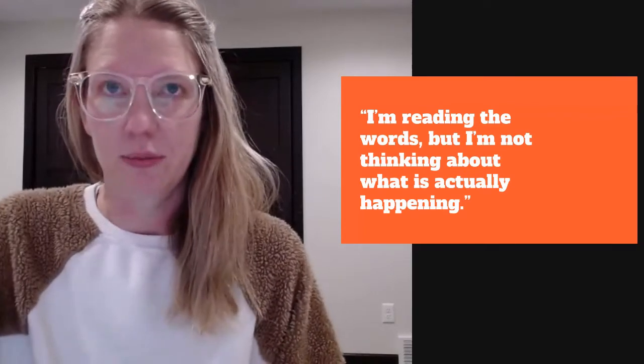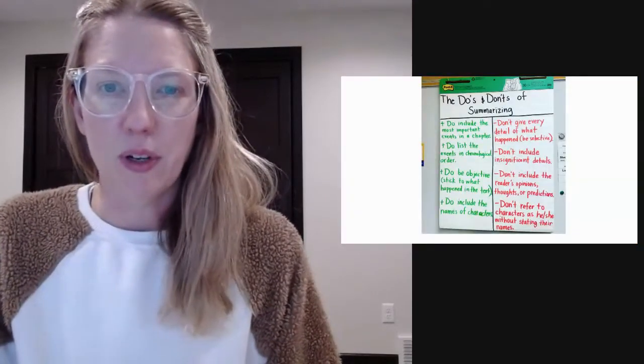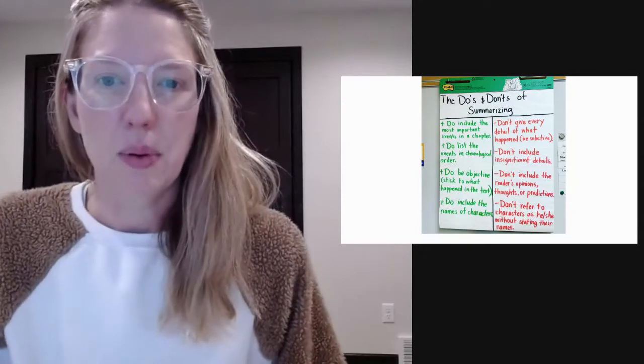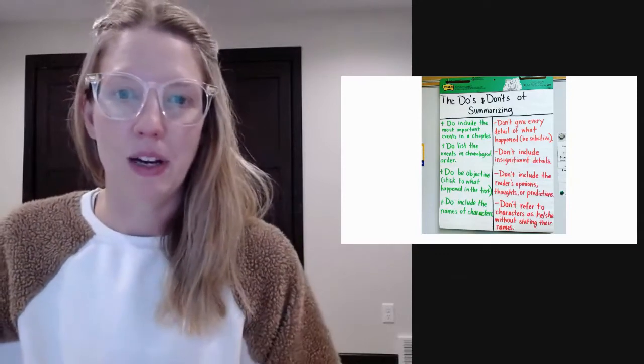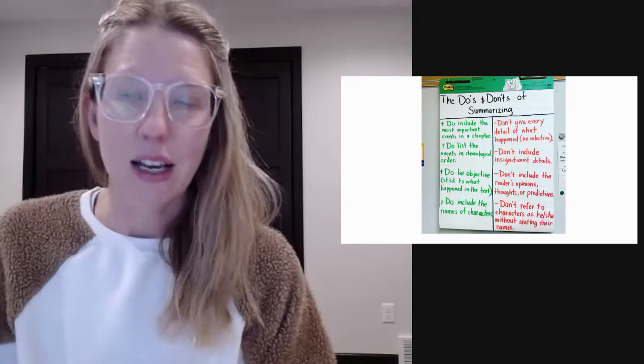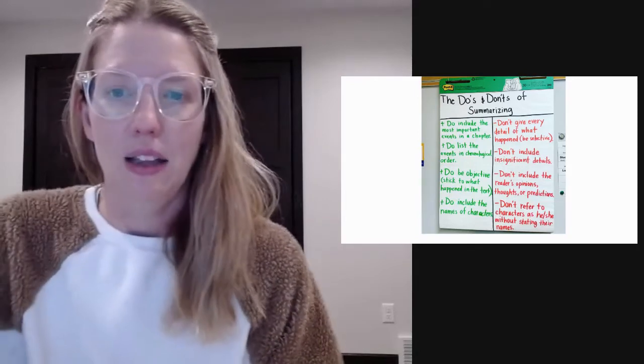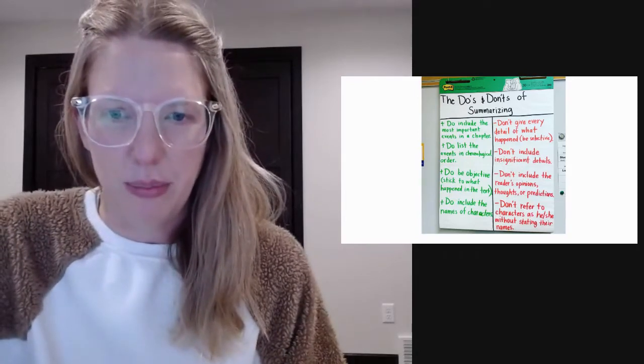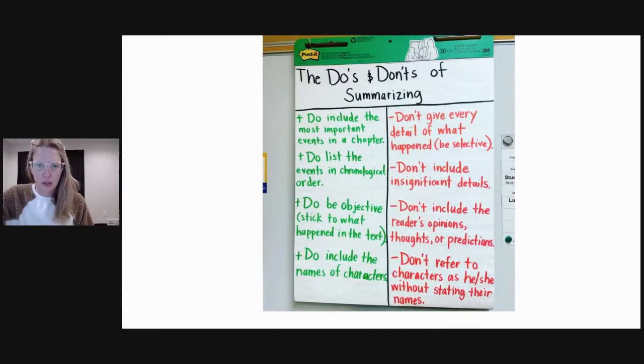So here we go. First of all, before teaching any of them, I think it's important that you just make sure students have a common understanding of what summarizing is and also what it isn't. I love this anchor chart. I'm going to make it a little bit bigger here. So I love this anchor chart that I have up in my room this year called the do's and don'ts of summarizing. So they basically go off of each other, but the first one, do include the most important events of the chapter, but don't give every single detail of what happened.